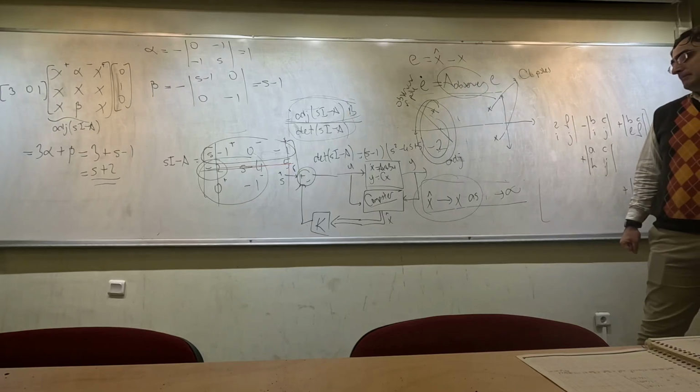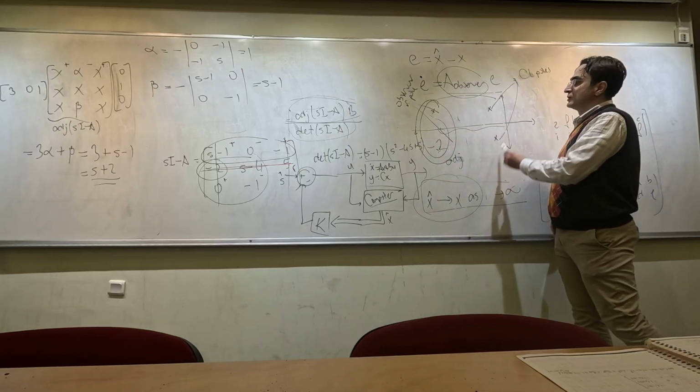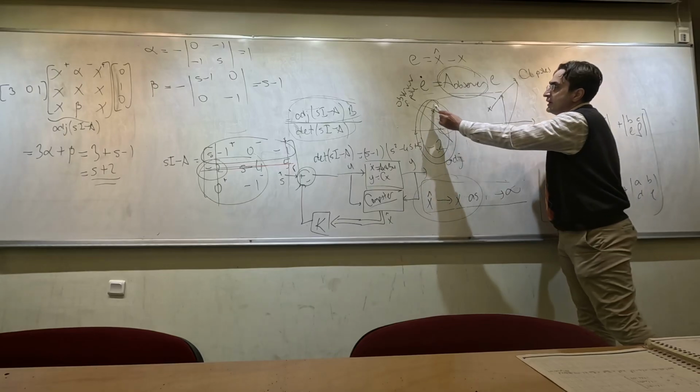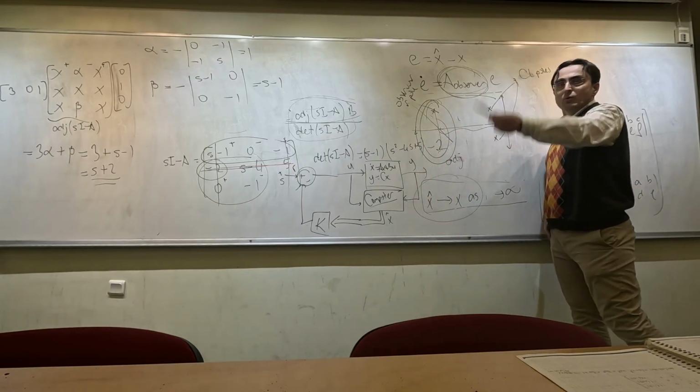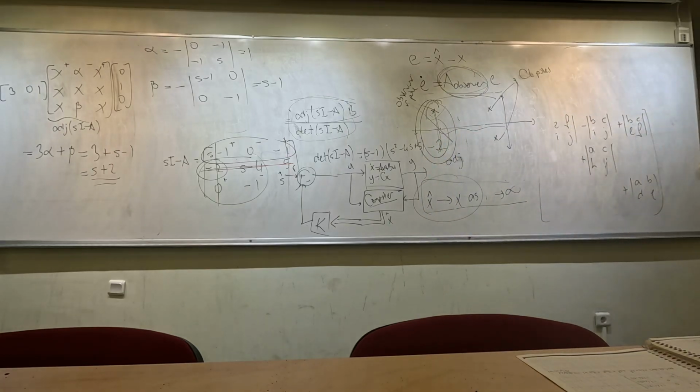Okay? And this convergence becomes exponentially, and the time constant of the convergence would depend on this A matrix that we choose, and then that we design, and then the error can oscillate, and the frequency of that oscillation would be determined by the imaginary part of these poles.